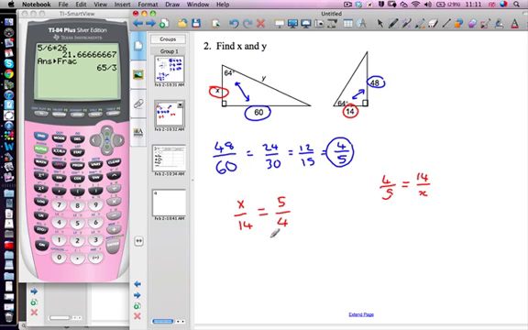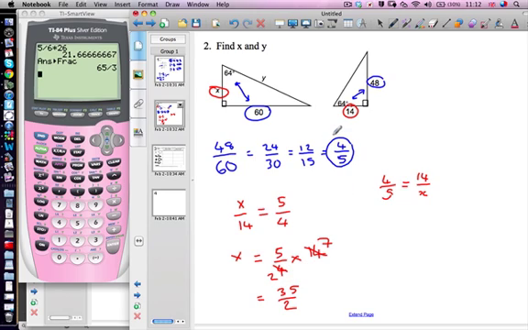Okay, so we're going to do a bit of kind of cross multiplying here. Well, no, actually all I'm going to do is get x on its own by timesing by 14. We can use a bit of mental maths here. Okay, they cancel out. So we end up with 35 over 2 is the value of x.